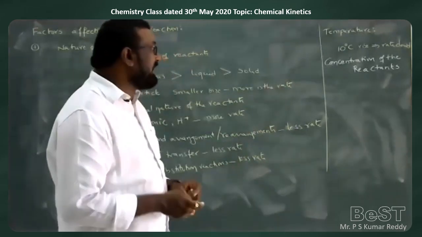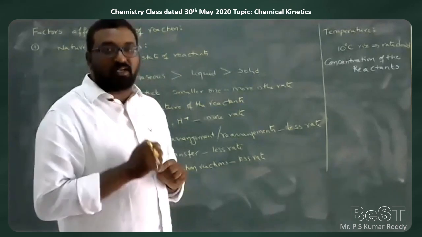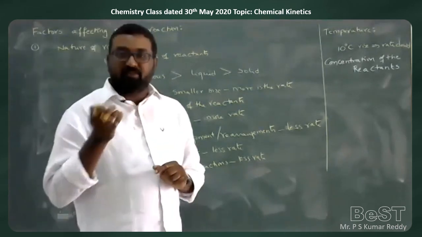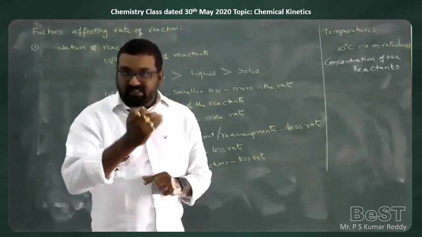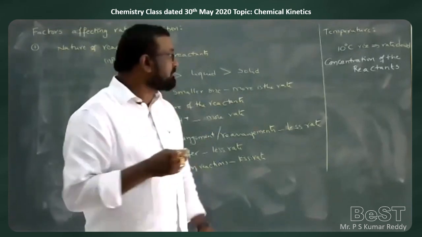So, concentration of the reactants. As we increase the concentration of the reactants, the rate of the reaction will increase. If you decrease the concentration of the reactants, the rate of the reaction will decrease.